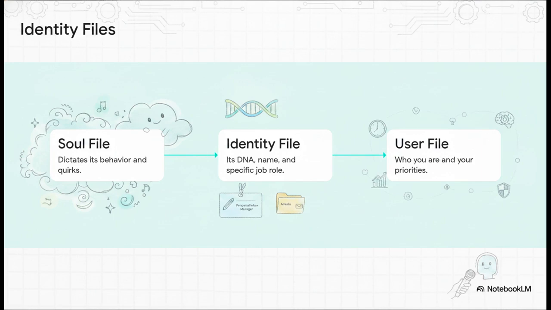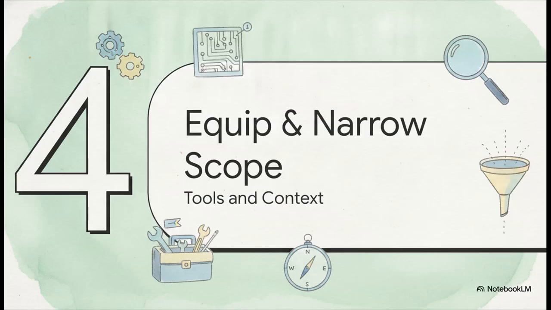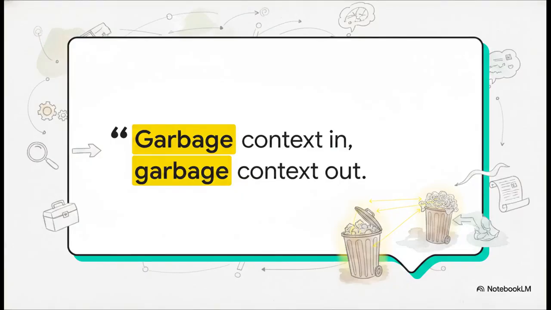It's an absolute game changer. Section 4, equip and narrow scope. All right, so once we've aimed our agent and given it a clear identity, it still can't actually do the work without the right tools. As the source material bluntly puts it, garbage context in, garbage context out. An agent's success is entirely dependent on the quality of the instructions and the background context you equip it with.